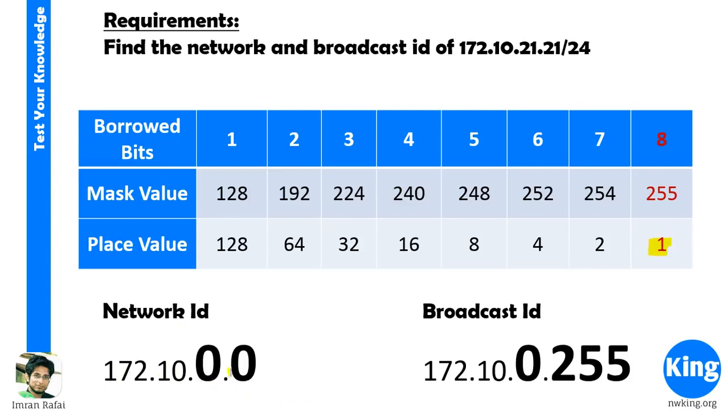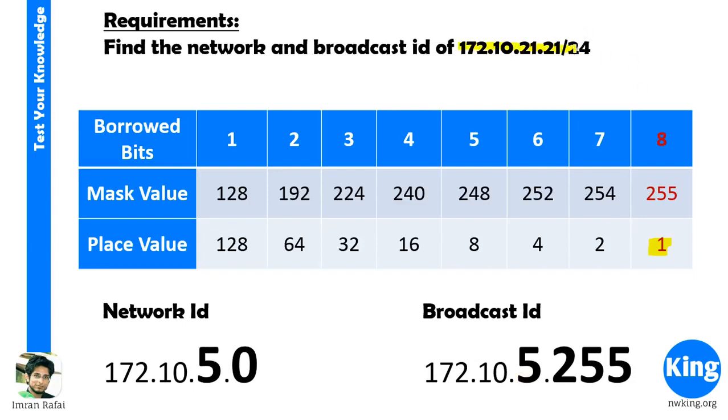So I know 172.10.1.0, 1 minus that is 172.10.0.255. Similarly, the next network ID is 2.0, so the broadcast ID is 1.255. So that goes on and on until I reach what I am looking for.